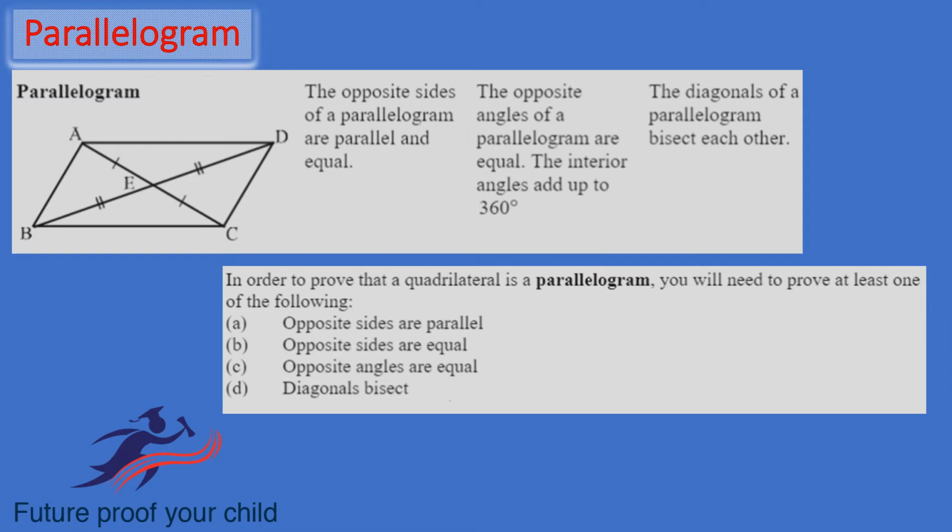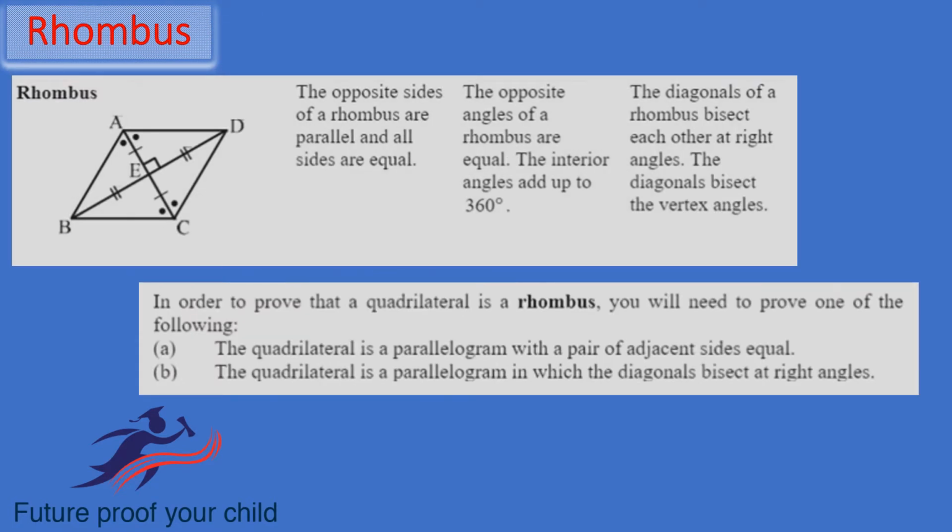So in order to prove that a quadrilateral is a parallelogram, you will need to prove at least one of the following. A. Opposite sides are parallel. B. Opposite sides are equal. C. Opposite angles are equal. D. Diagonals bisect.